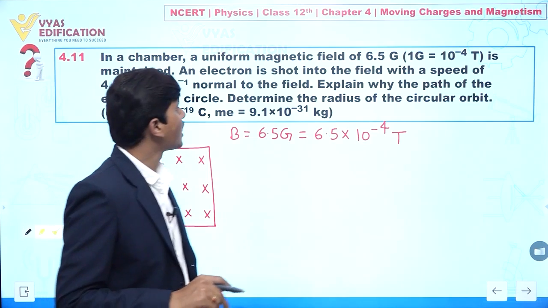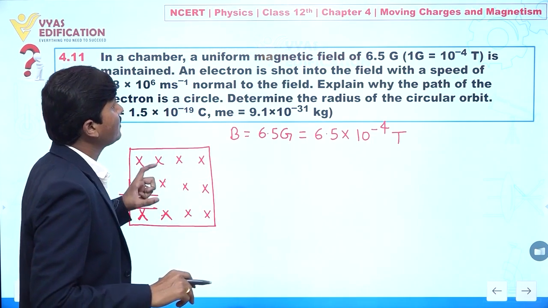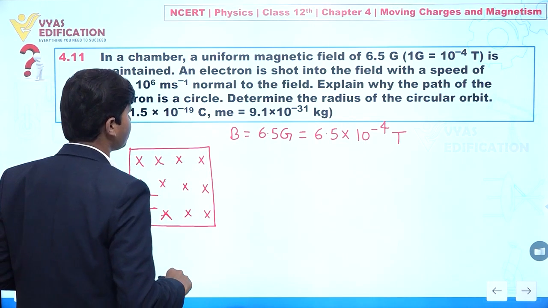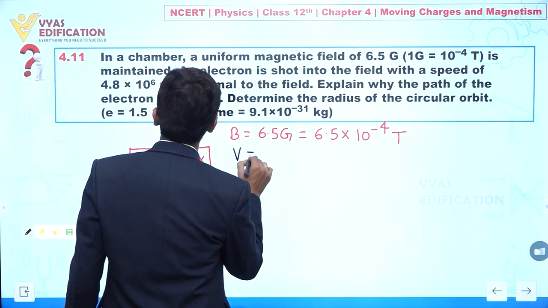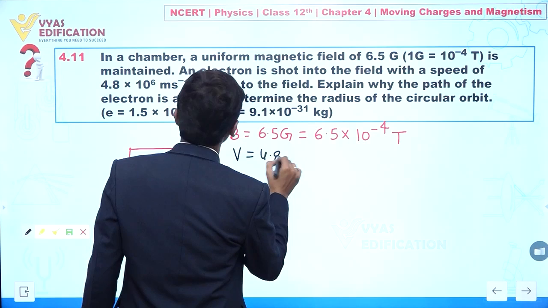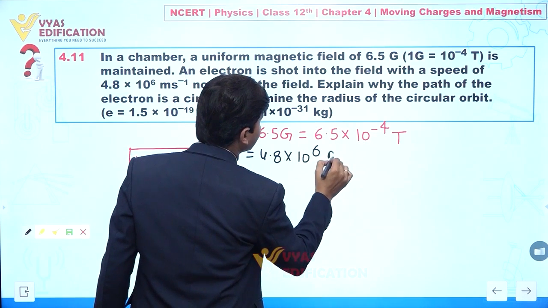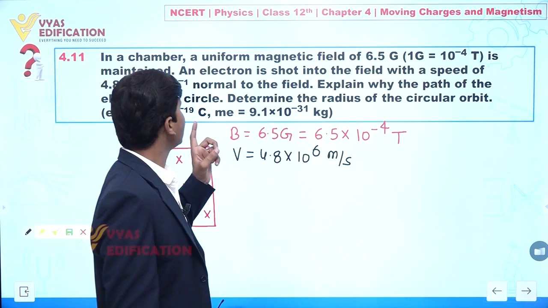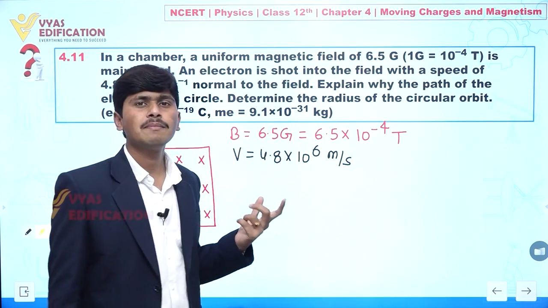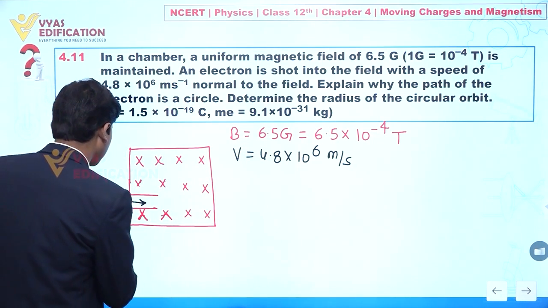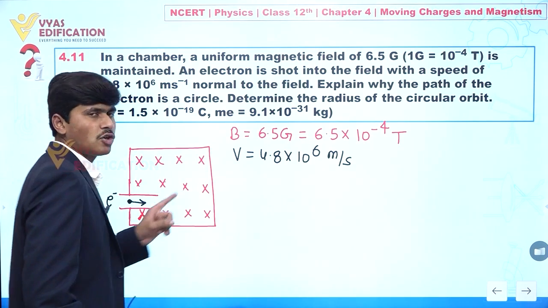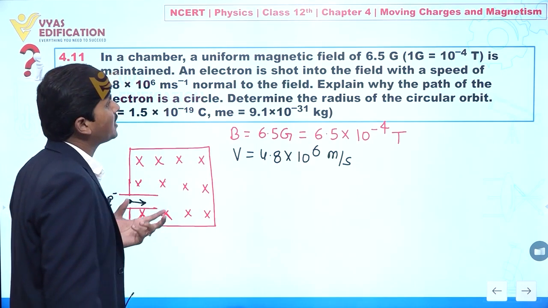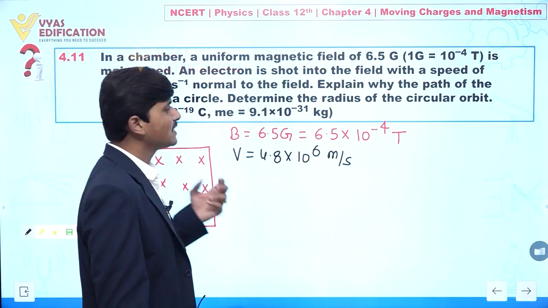Now we have to find that an electron is shot into the field with the speed of this one. It means the value of speed is also given, 4.8 into 10 to the power 6 meter per second. This is given to you. It is normal to the magnetic field. So definitely we are assuming this is an electron and this electron is going perpendicular to the magnetic field. Fine. Explain why the path of an electron is a circle.